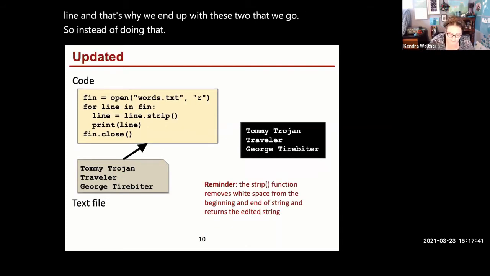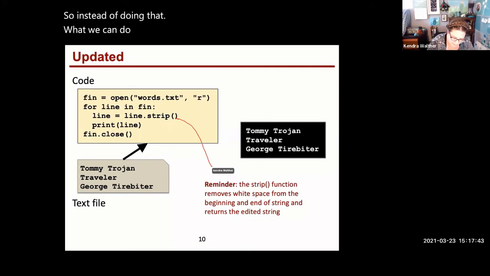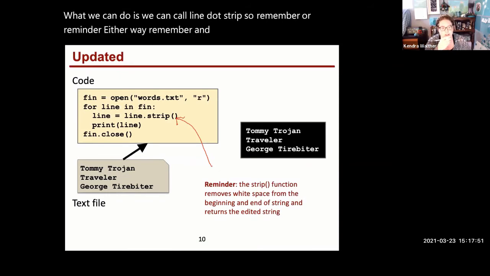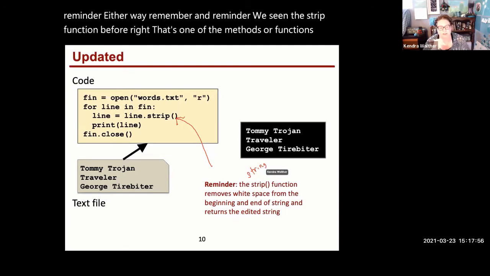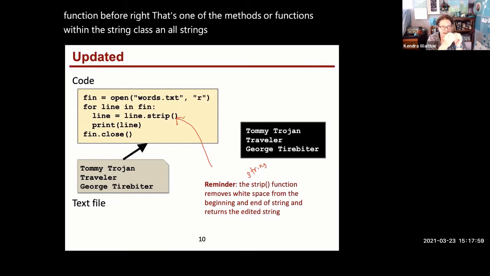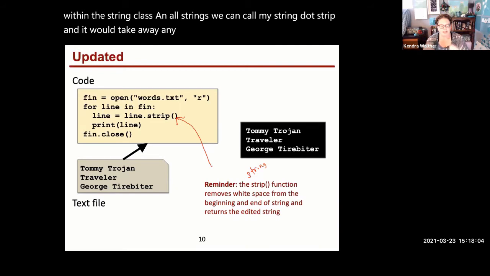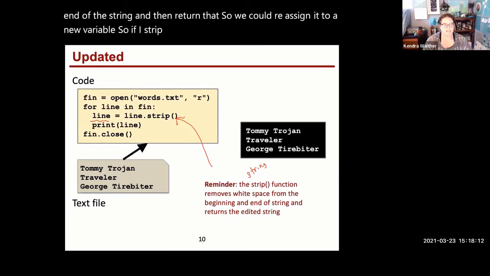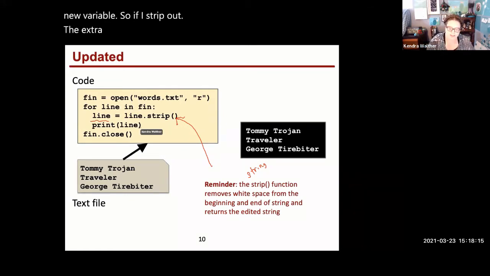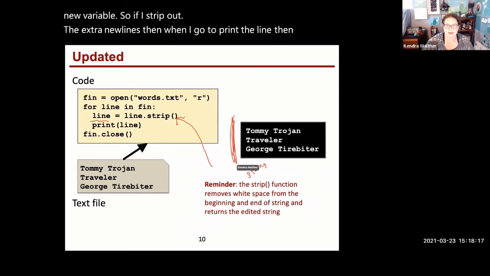what we can do is call line.strip. As a reminder, we've seen the strip function before. That's one of the methods within the string class. On all strings we can call myString.strip, and it would take away any white space from the beginning and end of the string, and then return that so we could reassign it to a new variable. So if I strip out the extra new lines, then when I go to print the line, my output will look as I expect.